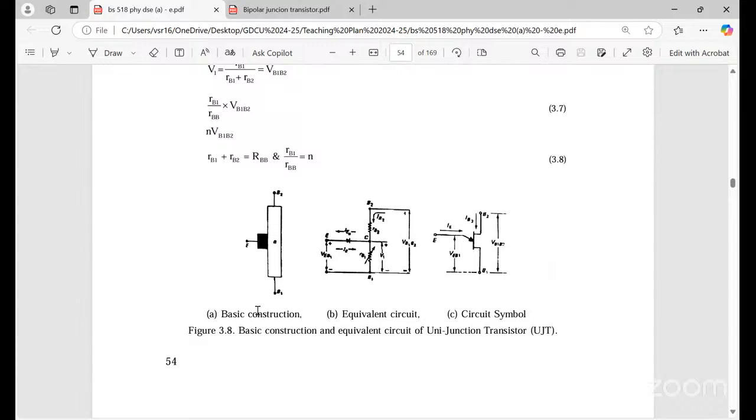This is the basic construction of the UJT. This is the circuit equivalent and the symbolic representation of the UJT, the unijunction transistor.